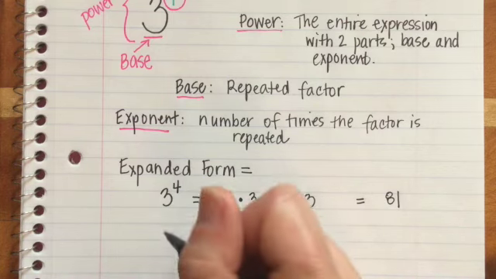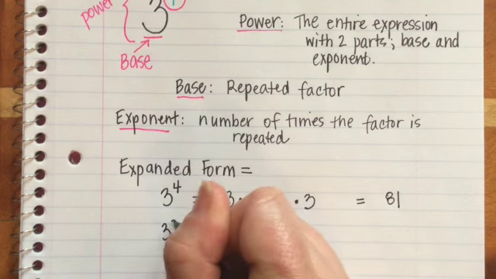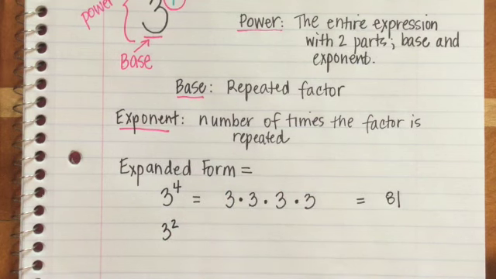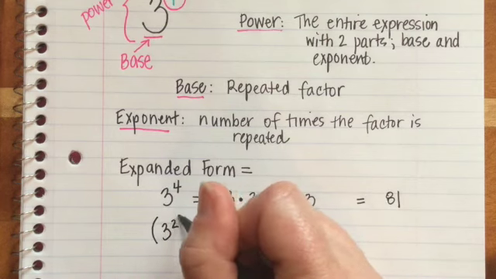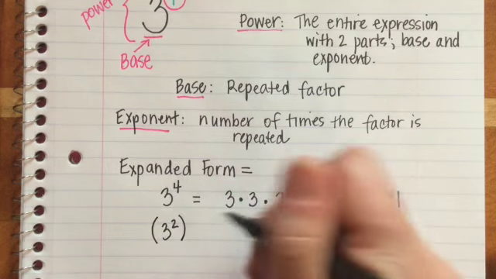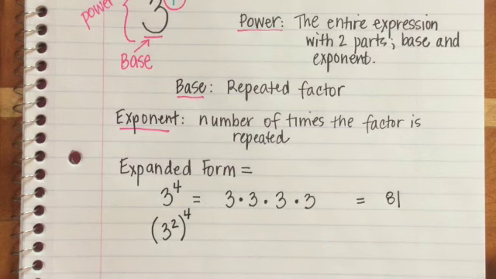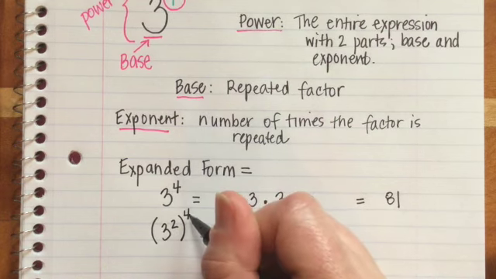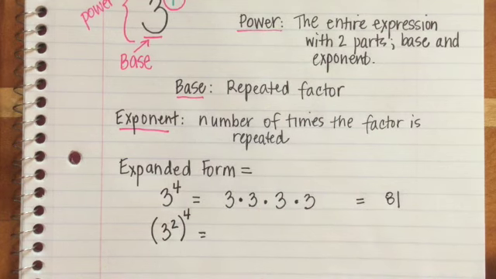So let's say that I had 3 squared, 3 to the 2nd power, right? I've got 2 of those 3's. But then let's say that that whole thing was being raised up to the 4th power. So a power to a power. In that case, it's telling me that I have 4 sets of these 3 squareds.